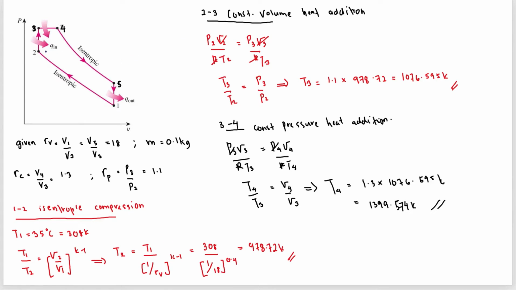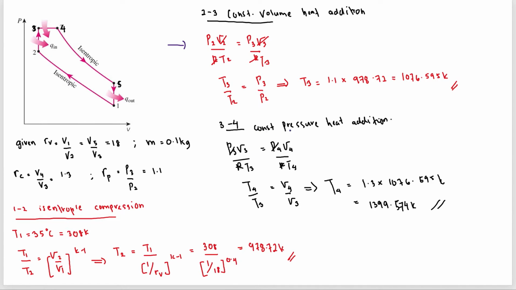Okay, next we go to 2 to 3. This is constant volume heat addition. So we use the ideal gas equation to find T3. P2 V2 over R T2 is equal to P3 V3 over R T3. Then we cancel V and R, and we get the relationship between T and P. We get T3 as 1078.595 Kelvin.